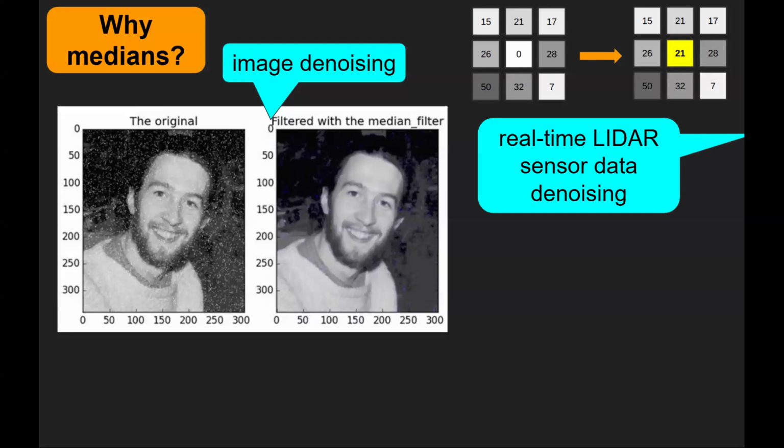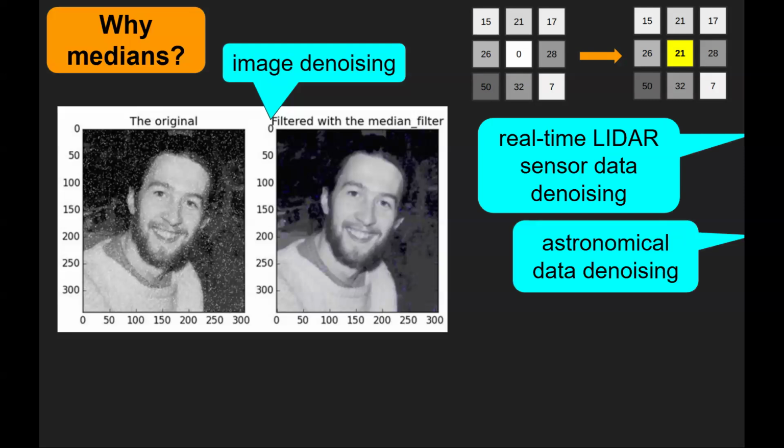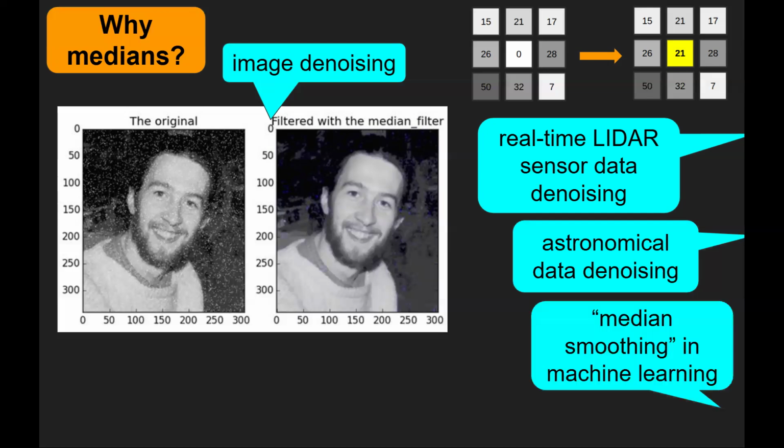And one way to denoise these things is using median filters. There's other ways of doing it, but one way is median filtering. You can denoise astronomical data. Maybe you're taking several pictures of the same part of the sky, or maybe you're taking several pictures on different nights, and you want to combine them all and see what actually is happening. Then you can do image denoising also using medians.